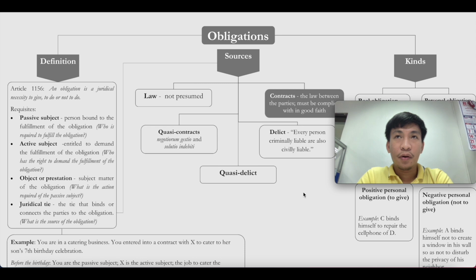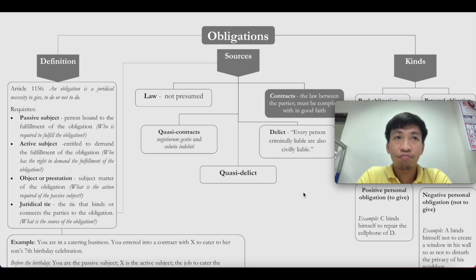Now, for law, what we mean here is all obligations arising from law are not supposed to be presumed. They must be in writing and they must be acts of Congress, gaya ng pinag-aralan natin last time. So, the law creates certain obligations that are written, and these are not presumed. For example, the obligation to give support is written in the law. Like yung parents are required to give financial and other support to their children for education, sustenance, transportation, and all of these things.